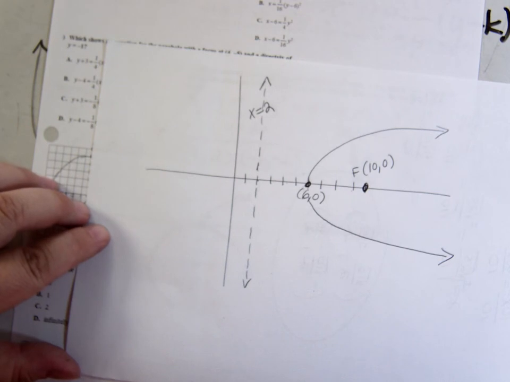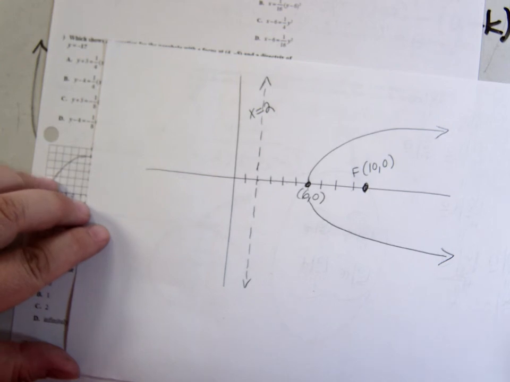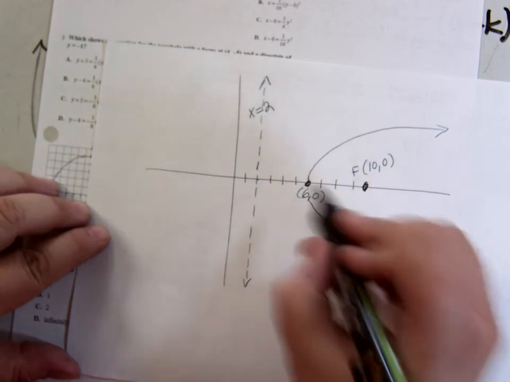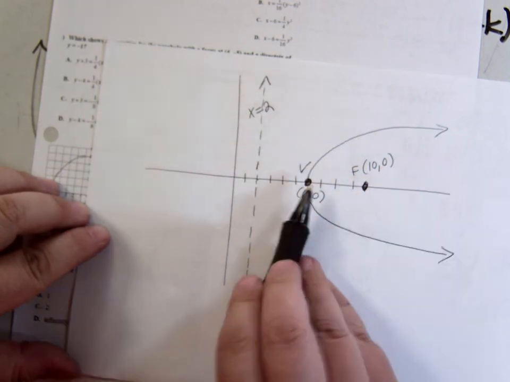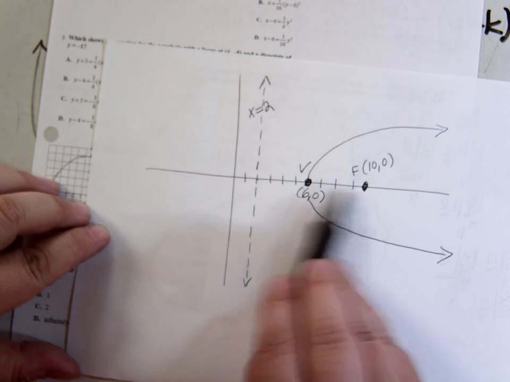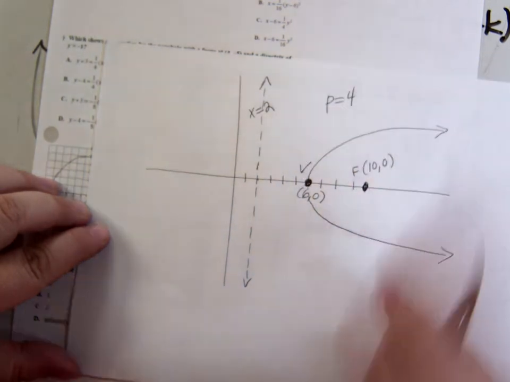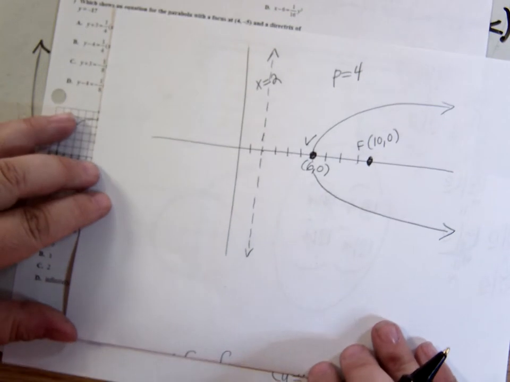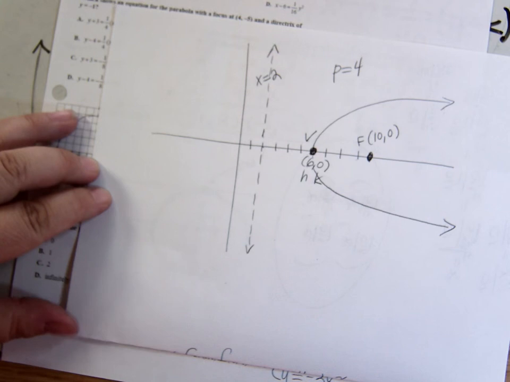Okay, so the reason I'm drawing it is I have to figure out what P is. P is the distance from the vertex to the focus. This one's going to be positive because it's going to the right. So it's 1, 2, 3, 4. So P is 4. Okay, so my vertex, I also needed to find H and K. So HK is the vertex, and P is 4.